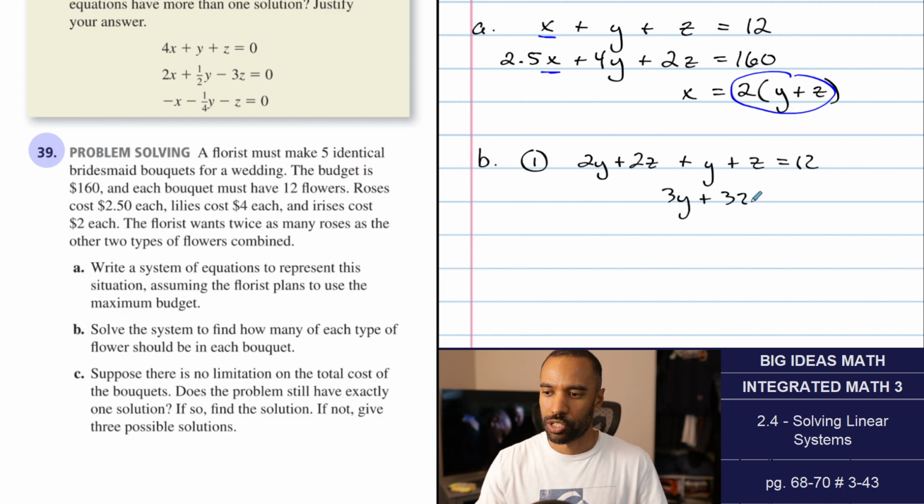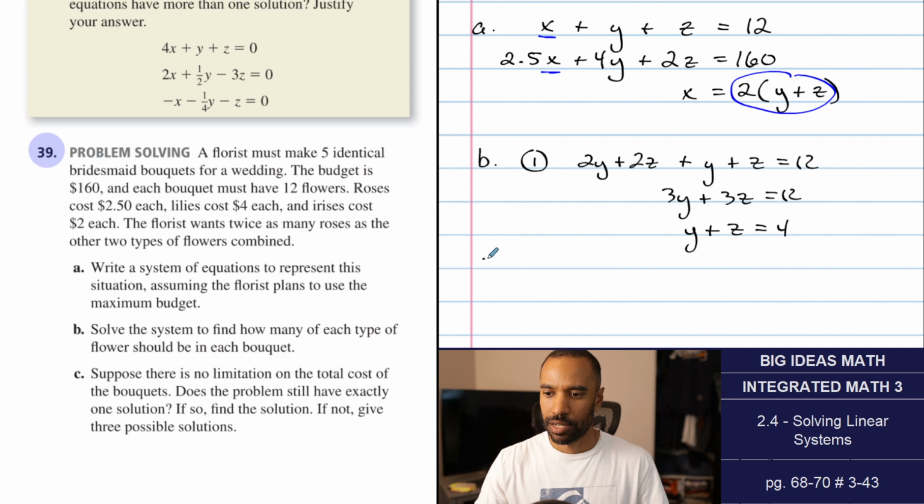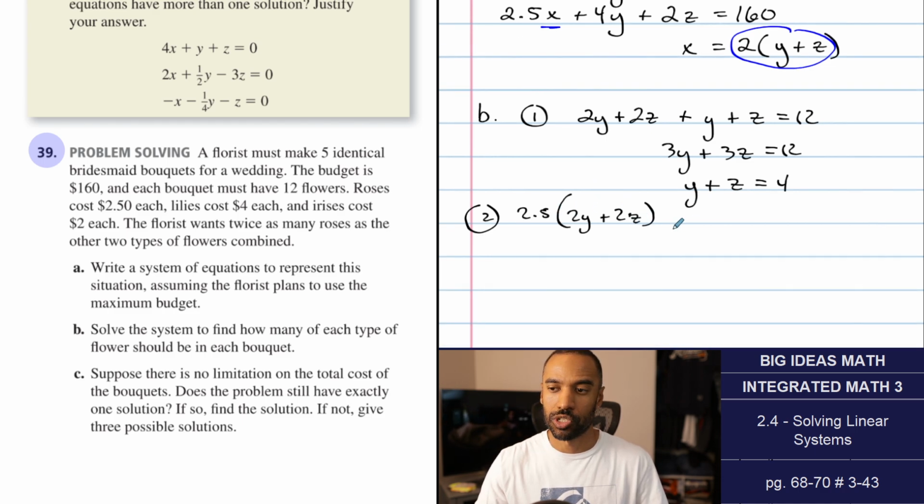That's 3y plus 3z equals 12, or I can divide by 3 and get y plus z equals 4. There's an equation. In the second equation, equation 2, if I double, see this is 2.5 times 2, well, I can still distribute 2y plus 2z, but I'm going to do 2.5 times those, and those turn into 5. So that cleans itself up. Plus 4y plus 2z equals 160.